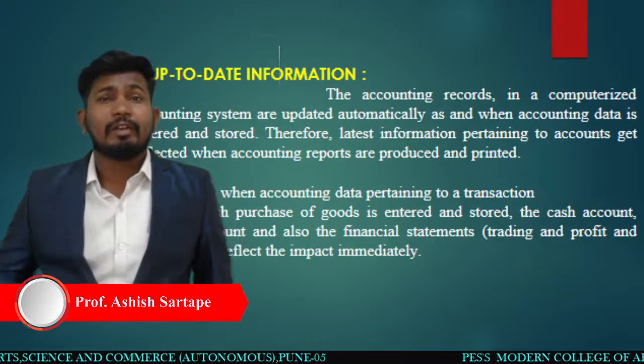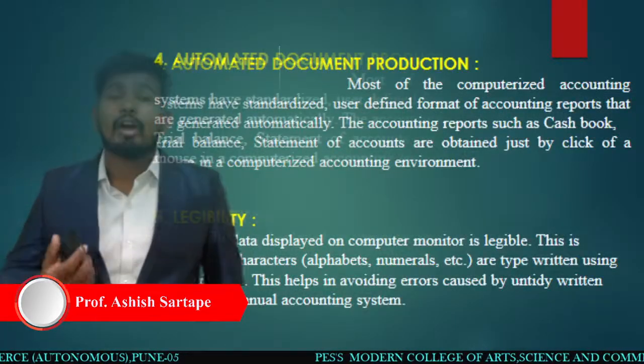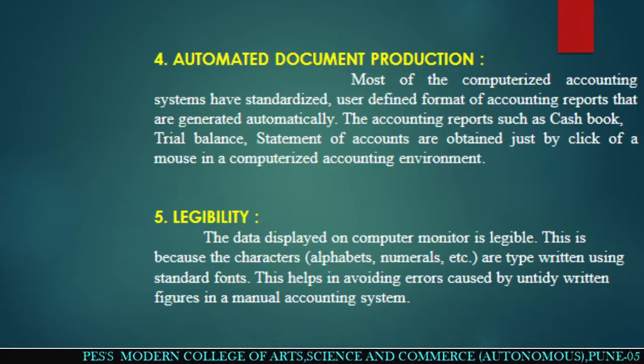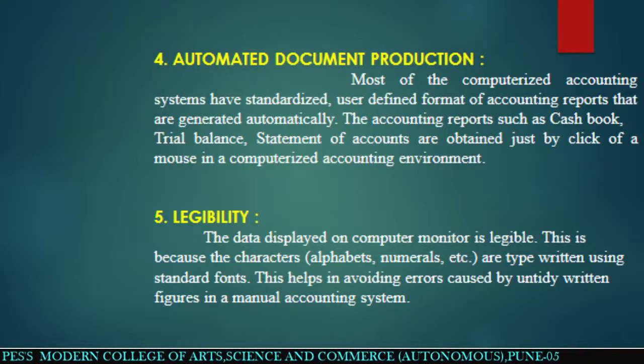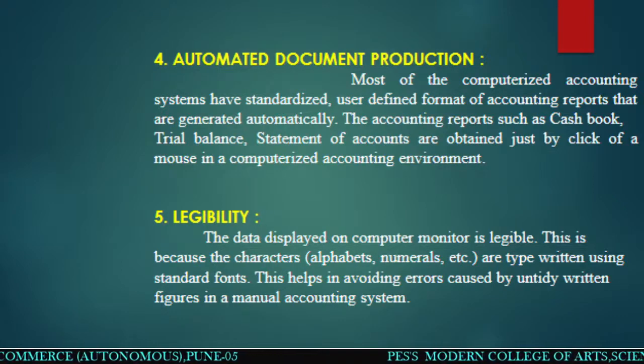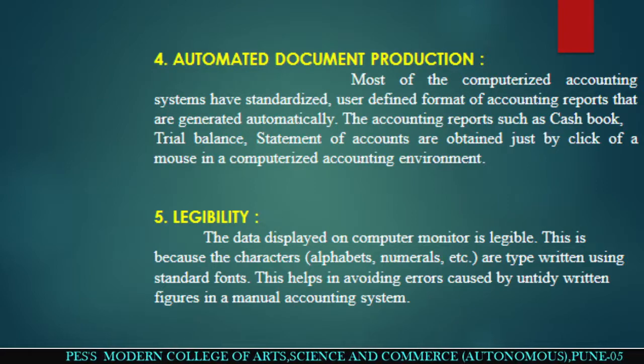The next point, which is the fourth advantage of computerized accounting system, is automated document production. Most of the computerized accounting systems have standardized, user-defined formats of accounting reports that are generated automatically. The accounting reports such as cash book, trial balance, and statement of accounts are obtained just by a click of a mouse in a computerized accounting environment. But this advantage is not provided by manual accounting.